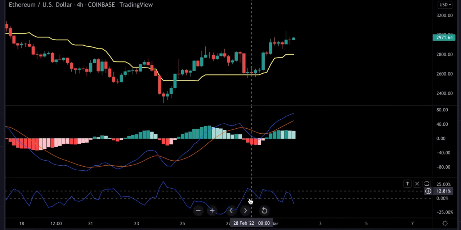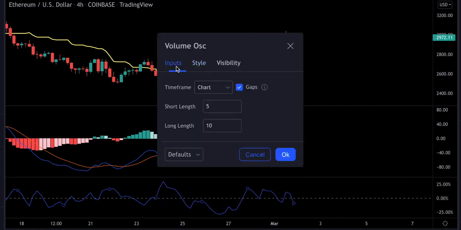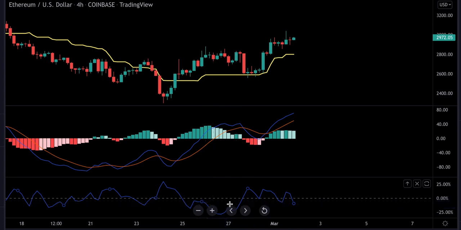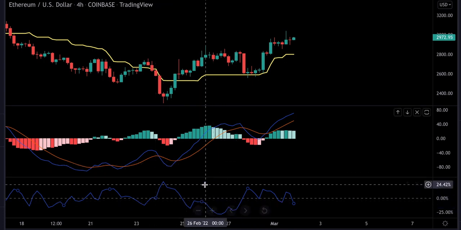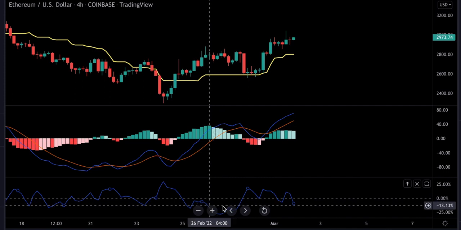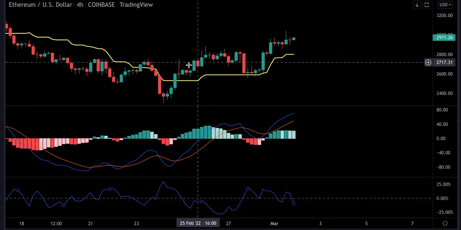So we see this volume oscillator on the default settings, 5 and 10. And this blue line represents the overall volume in the market. We see that whenever the line is below 0, this is a signal that there is no volume in the market. We should avoid taking any trades.